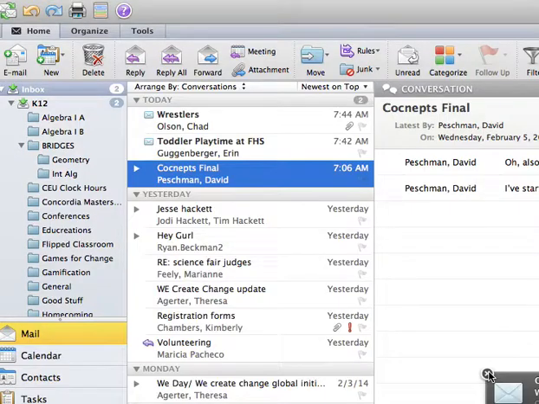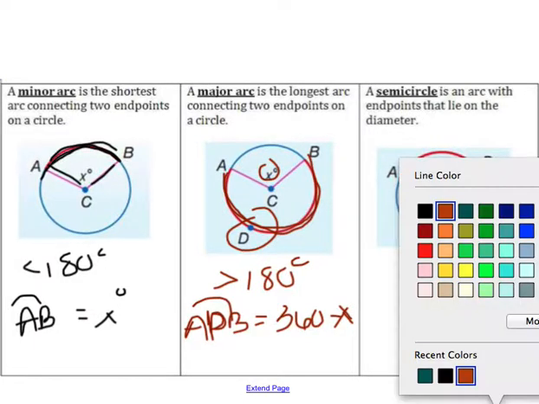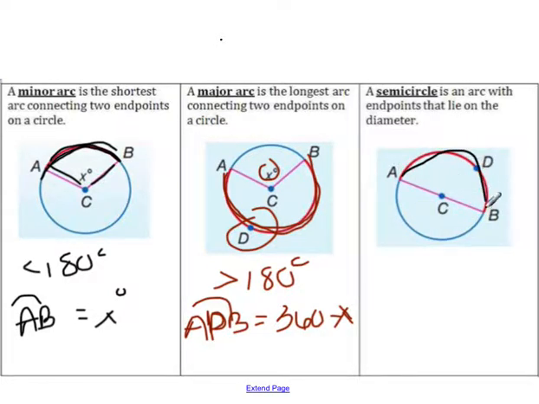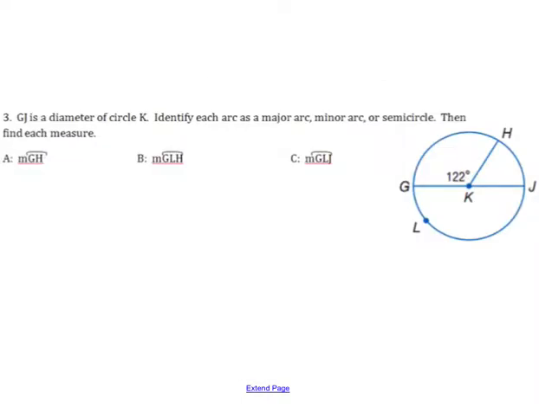All right, let's take a look at this next one. Semicircles are going to be equal to 180 degrees. It doesn't matter which way you go around on this one, it's equal to 180 degrees. So the arc length ADB is going to be equal to 180 degrees, and it's also 180 degrees going the other way around. So let's take a look at some of these examples.